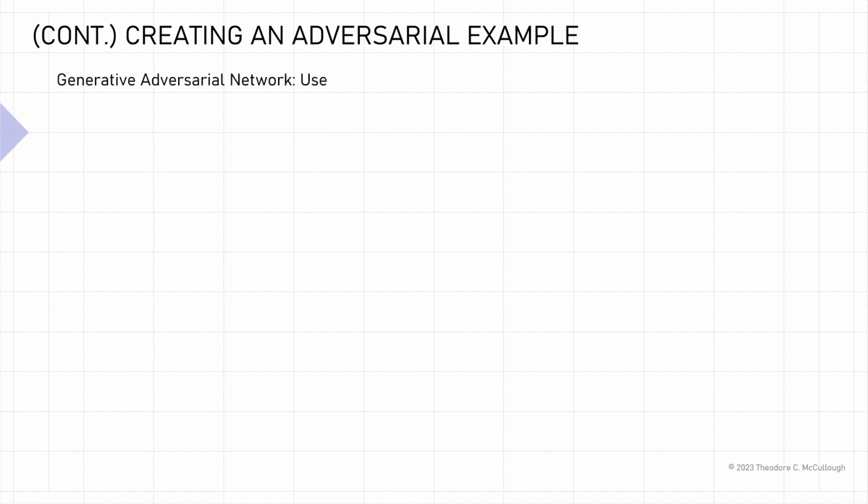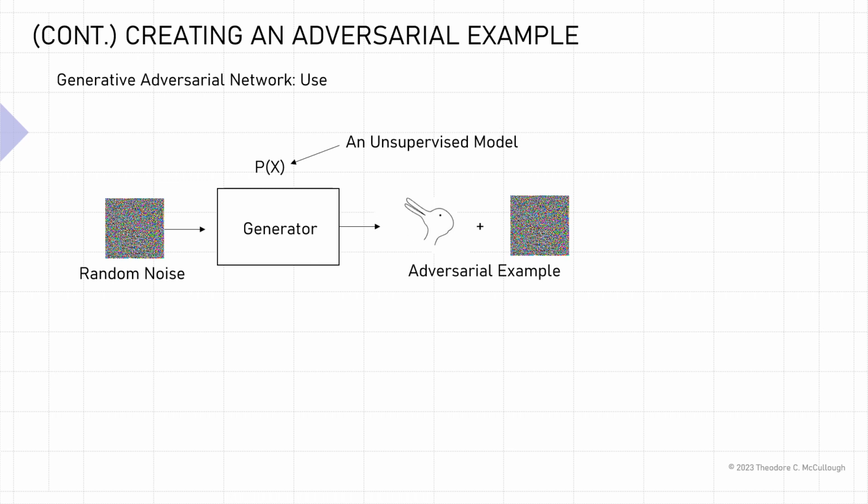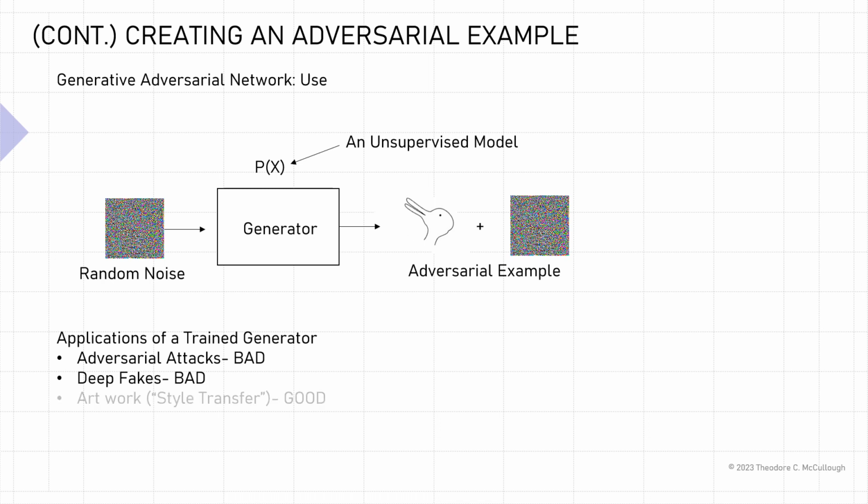So how do you use a trained generative adversarial network? Once the generator is sufficiently trained, you can use it as an unsupervised model to create adversarial examples by merely passing in noise. Some applications of this trained generator are that it can be used in adversarial attacks, which is a bad use. It can be used basically to create deep fakes, another bad use.